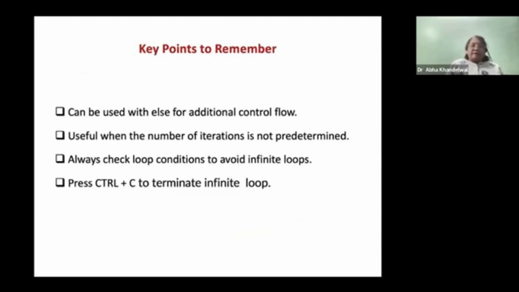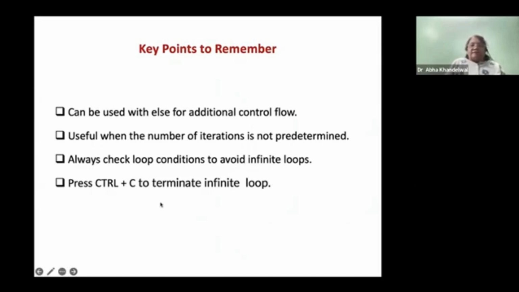Key points to remember: a while loop can be used with else for additional control flow. Otherwise, we also go to the main program, and there you can write the same statements you would write after else, because even when the condition is false and it goes to else, it will execute those statements and join the main stream. In terms of execution, the control flow won't be affected. It is only for making your program more readable and easier to understand: if true, this is executed; if false, the else part is executed.